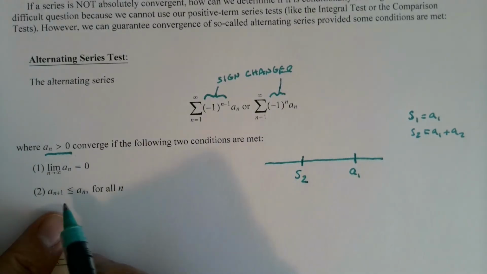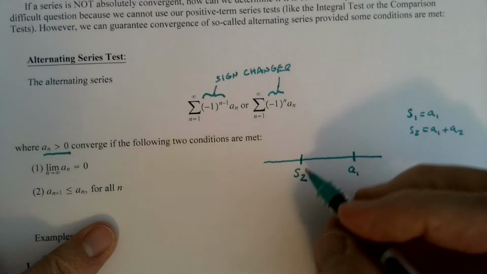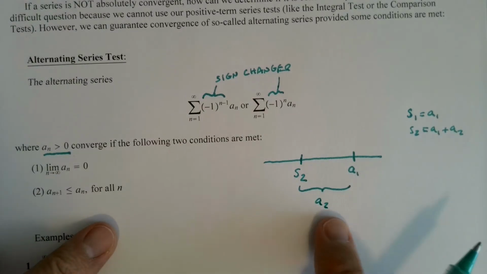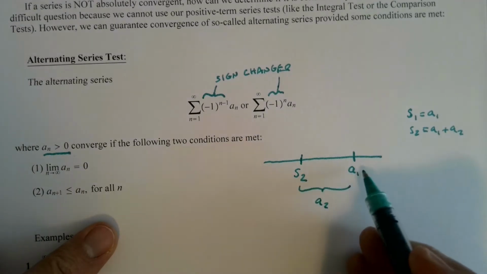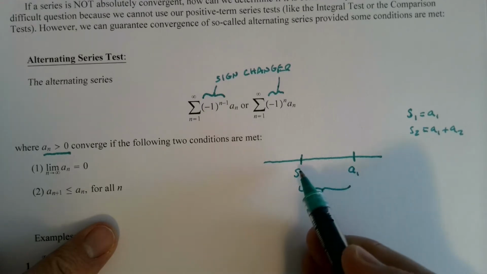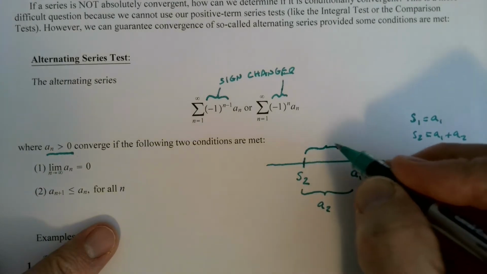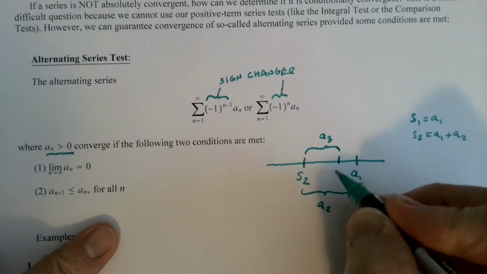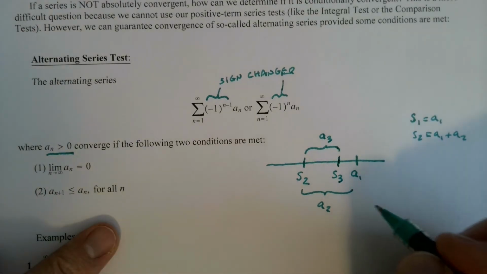However, because they're decreasing, that a sub 3 is not going to bring me all the way back, because basically this distance right here would have been a sub 2's value, whatever a sub 2 is, right? We're going backwards because of that sign changer. First term positive, second term is negative. So s sub 2, the sum of a sub 1 and a sub 2, is going to be back here. But then a sub 3 is smaller than a sub 2, so if I add a sub 3 to s sub 2, I'm going to get s sub 3. And then what's s sub 4?